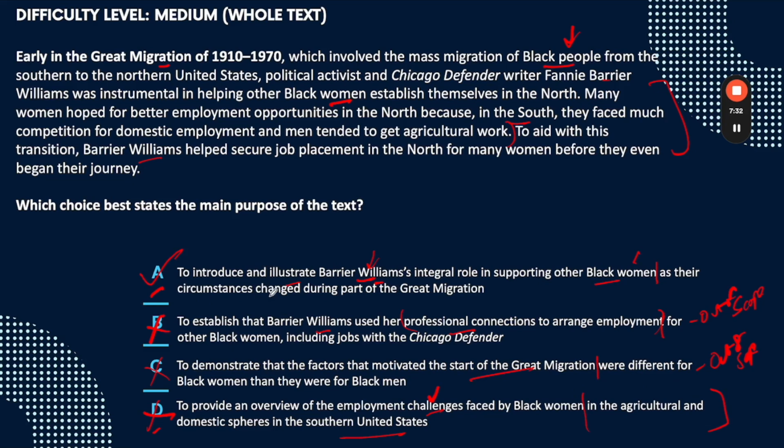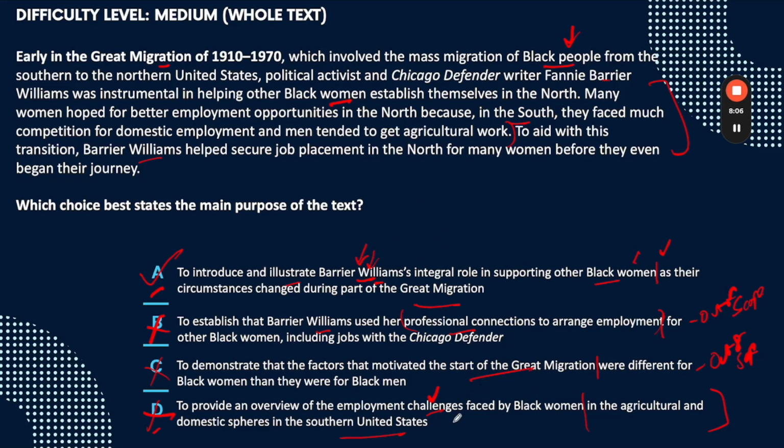Now, if you read the whole option, it says to introduce and illustrate Barry Williams' integral role in supporting other black women as their circumstances changed during the part of the Great Migration. That's true. The circumstances changed, they needed help, and that is when this person, Barry Williams, came into the picture. That is how important it is to identify the topic of the text. The topic of the text was Barry Williams for sure, and I do want the mention of this person in the correct option that I pick up.